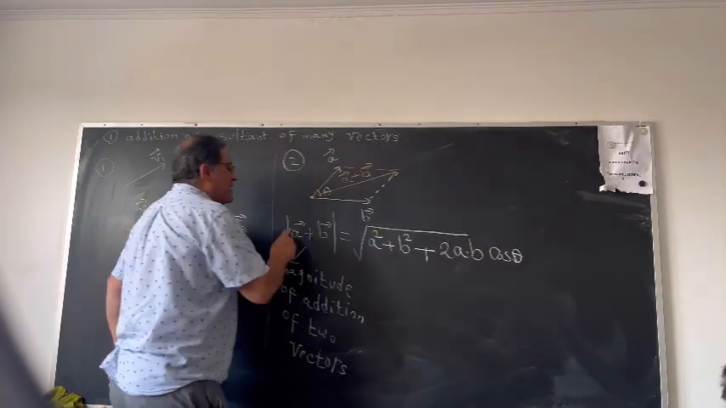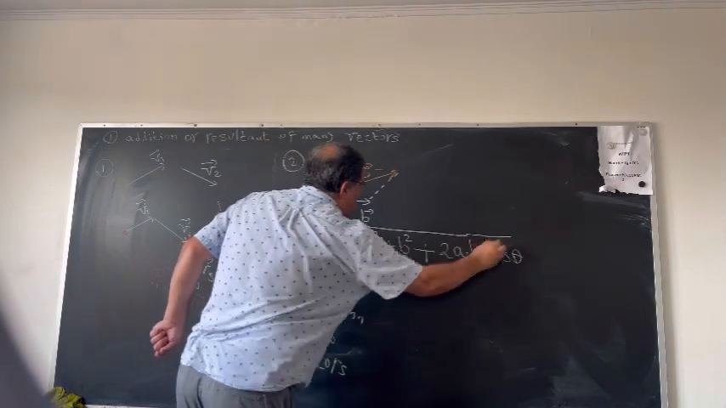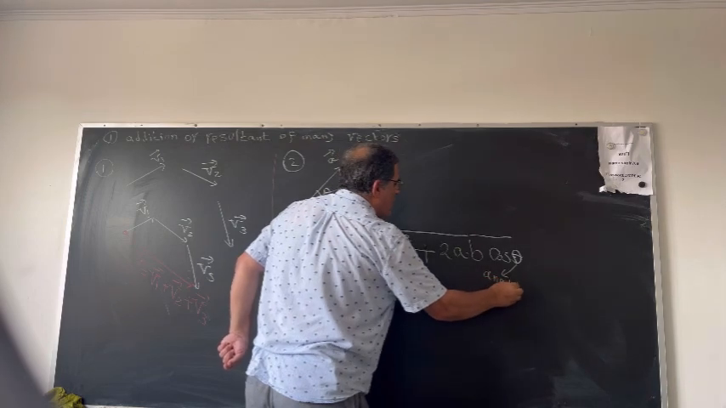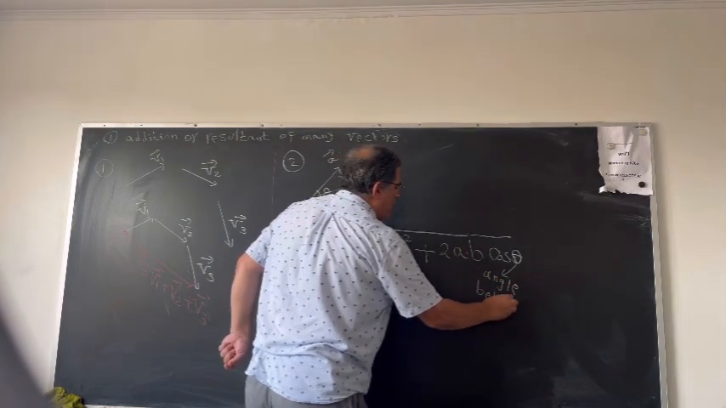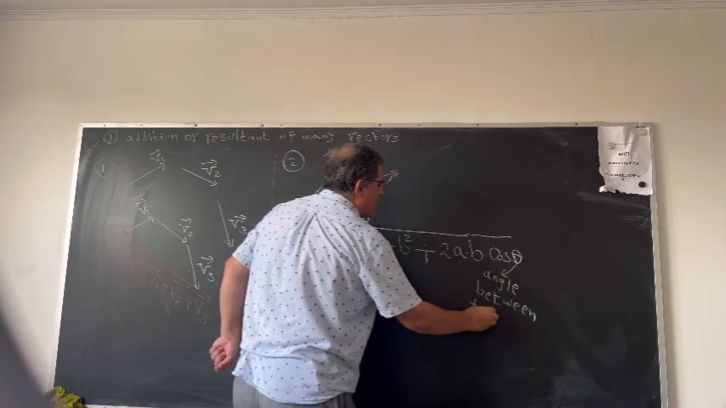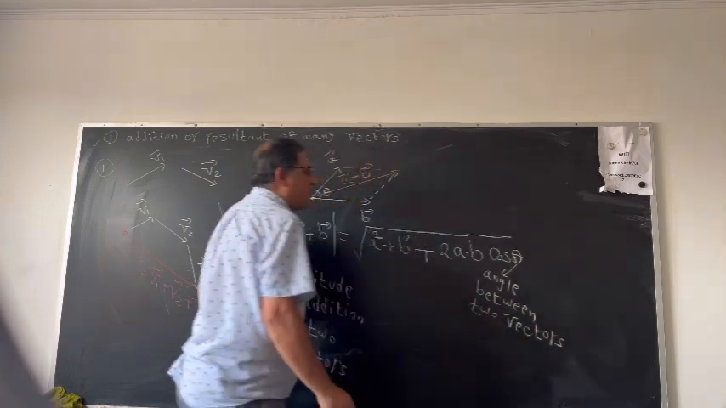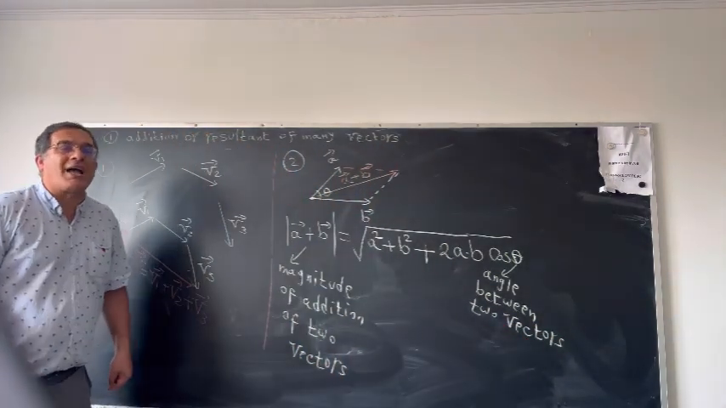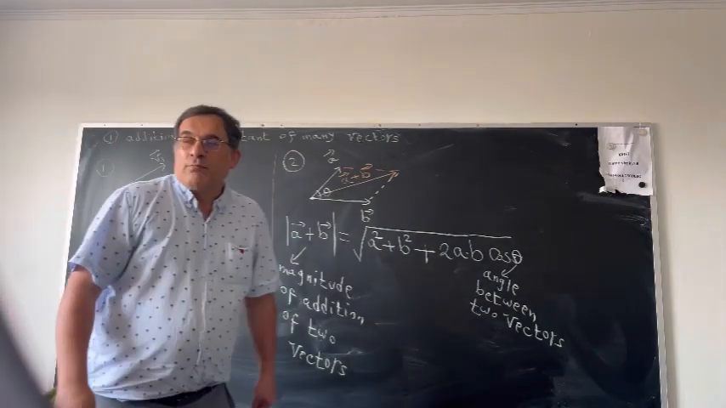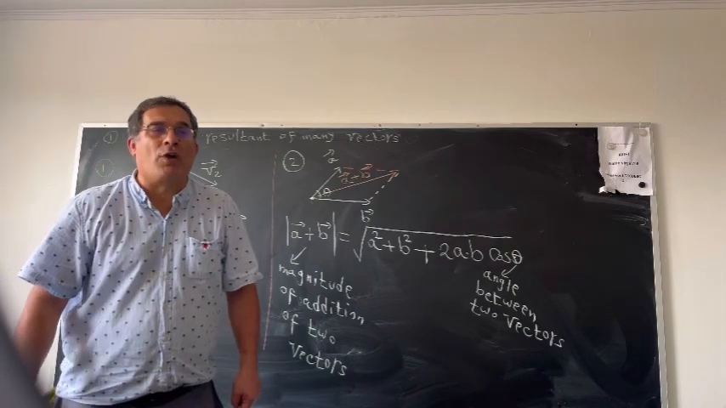Theta is the angle between two vectors. So this is the main formula for addition or resultant of two vectors. Minimum angle between two vectors is 0, maximum 180.